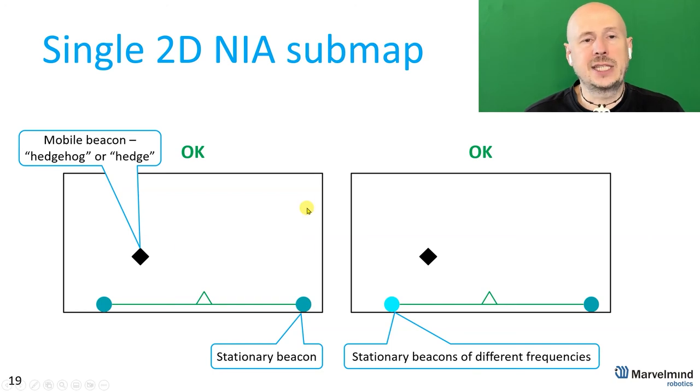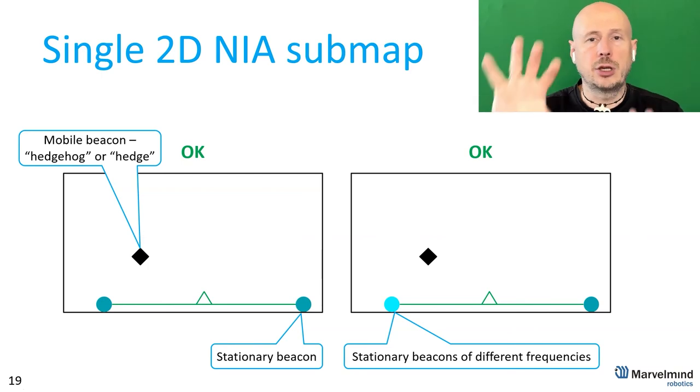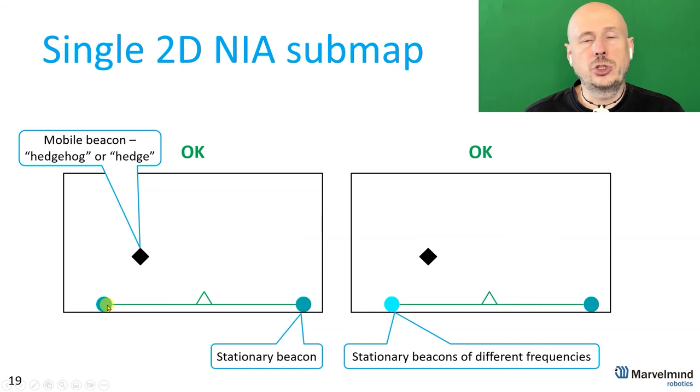So this is the most simple 2D submap that we recommend you build when you get, for example, the Super-MP starter set. So this is the most simple one: 2D, one mobile beacon, and one modem. As I said, the modem we are not discussing, because it can be placed anywhere, it doesn't matter. So two stationary beacons. One stationary beacon is on one wall, and on the same wall another stationary beacon, and they have the same frequency, so the same color, the same frequency, and this is a mobile beacon.